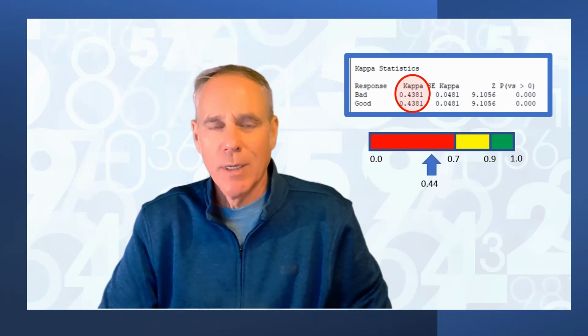Anything between a 0.7 and a 0.9 is pretty good. And then anything above a 0.9 is really just great results in alignment on your visual inspection. So now we know we have lousy results. Let's take a look at what steps we can take to make that number a lot better.